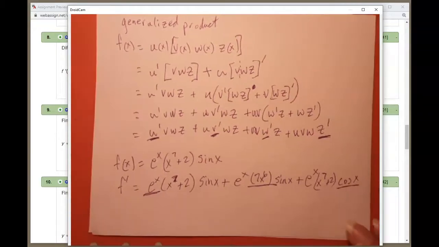So the generalized product rule says take the derivative of the first, write down the rest, plus the derivative of the second, write down the rest, plus the derivative of the third, write down the rest, and so on.